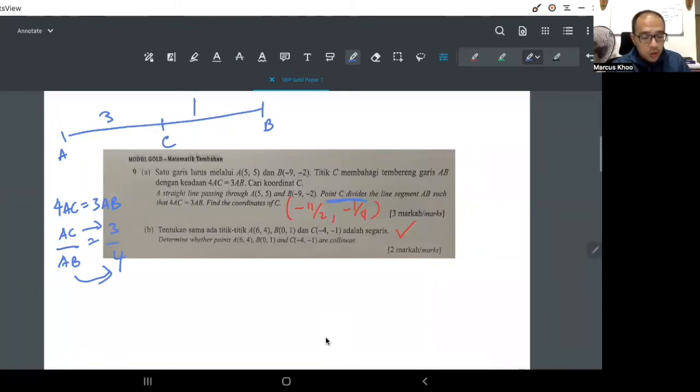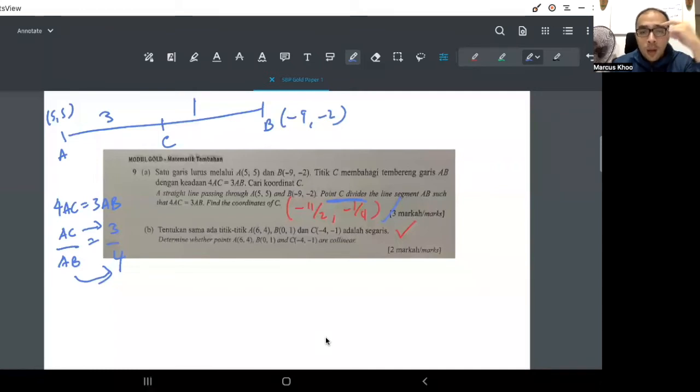So you use the lompat-lompat formula, which is this is 5, 5, and this is -9 and -2. You use the jumping formula, and you should be able to get this answer: -11 over 2 and -1 over 4.